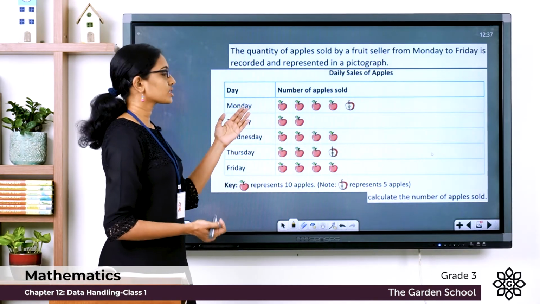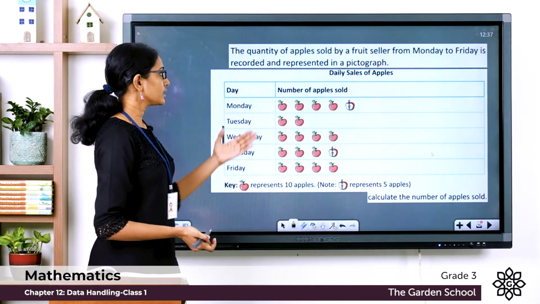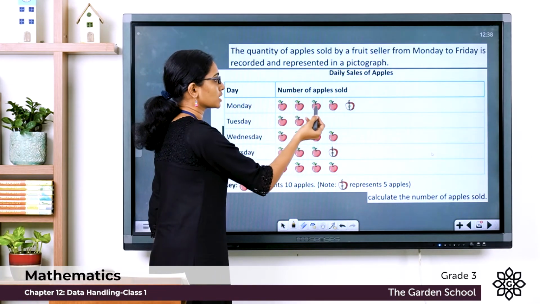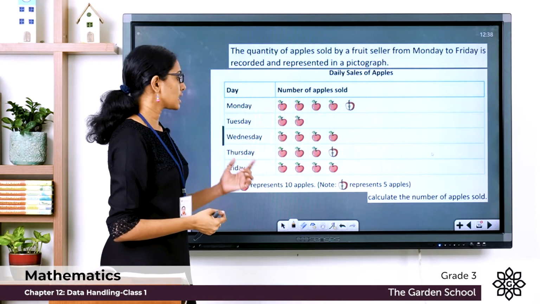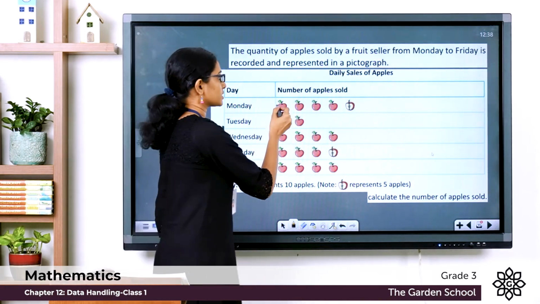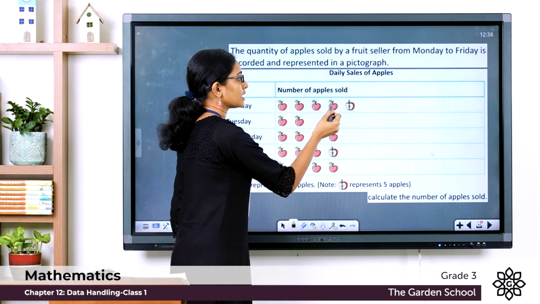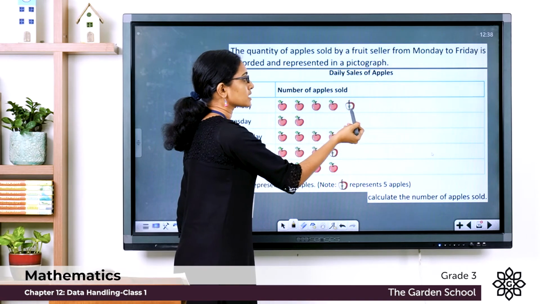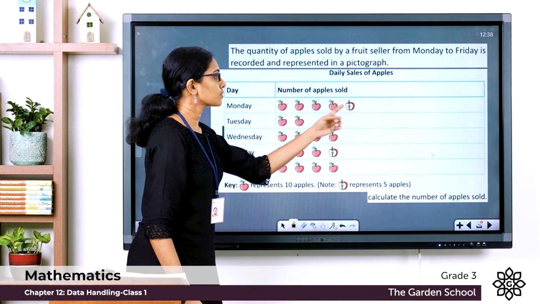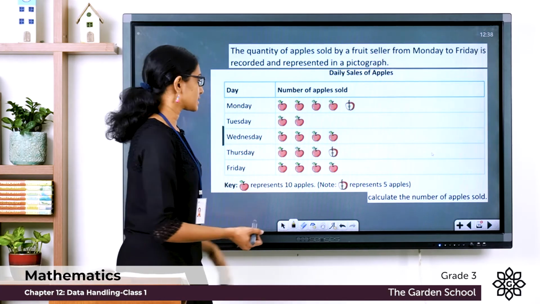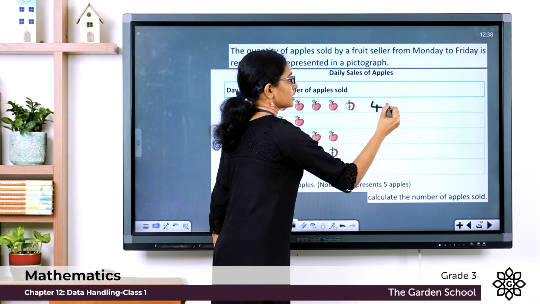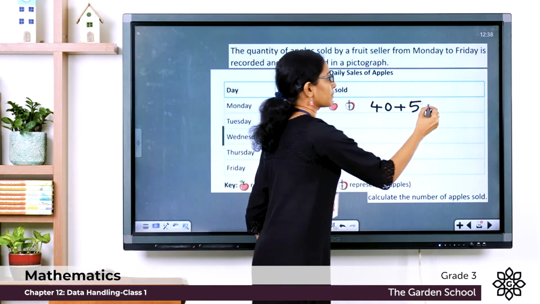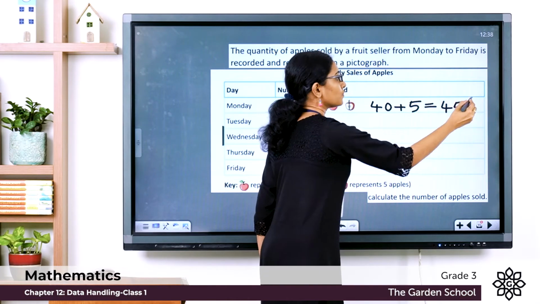So, can you say what is the total number of apples sold on Monday? Here you can see full apples. How many full apples are shown here? 1, 2, 3, 4. And each full apple represents 10 apples. So, 10 plus 10 plus 10 plus 10 plus half an apple which represents 5, or 10 into 4 plus 5. What is 10 into 4? It is equal to 40. Then plus half an apple which represents 5 apples. So, the total number of apples sold on Monday is equal to 45 apples.